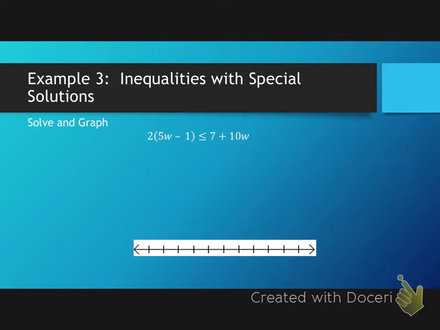Let's look at this one now. Let's make sure I distribute everything. 10w minus 2 is less than or equal to 7 plus 10w. Subtract my 10w to get everything moved over to one side. Those cancel out and those cancel out. And I get -2 is less than or equal to 7. Well, that's true. -2 is less than or equal to 7. So this is going to be all real numbers. Your arrow's just going to go both directions. Okay? All numbers are going to satisfy this one.